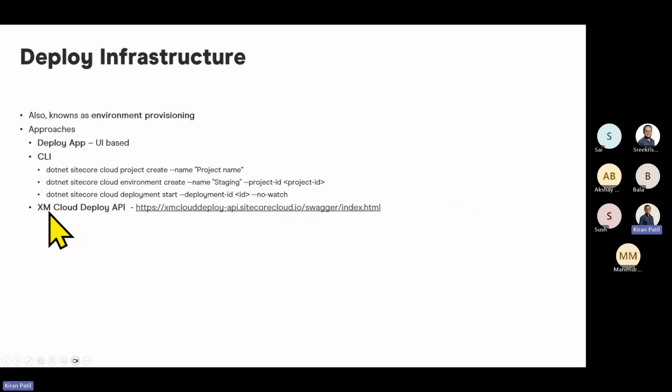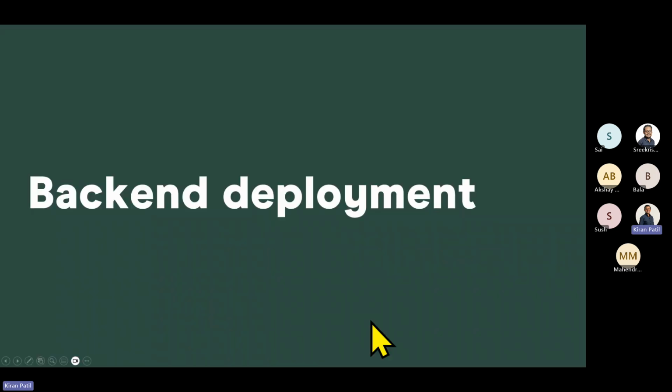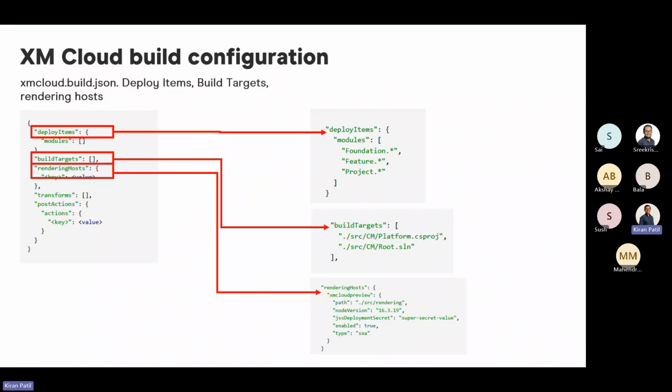So in summary, there are three approaches to deploy the infrastructure. Deploy app, which is UI based, mostly people will use that. CLI, if something needs to be automated, and then deploy API in case you want to use the API for provisioning. Now let's talk about the backend deployment, which is your code and assemblies.